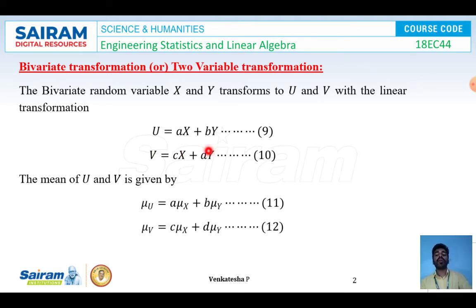So now I got the mean of U and V as mu U is equal to a into mu X plus b into mu Y, and mu V is equal to c into mu X plus d into mu Y. I'll be calling this one equation number 11 and this one equation number 12. So now I'm going to find the value of variance of U and V.